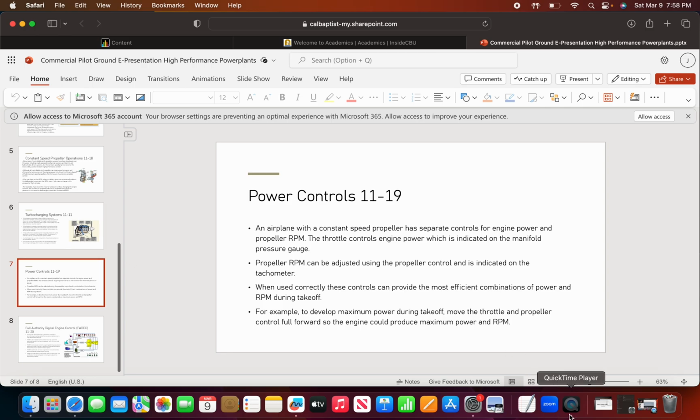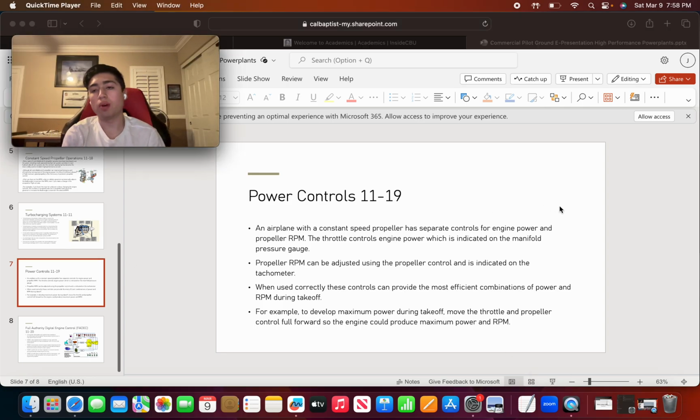Next slide, power controls. This is a walkthrough of how these controls would work if a pilot were flying. An airplane with a constant speed propeller has separate controls for engine power and propeller RPM. The throttle controls engine power, which is indicated on the manifold pressure gauge. Propeller RPM can be adjusted using the propeller control and is indicated on the tachometer. When used correctly, these controls can provide the most efficient combinations of power and RPM. For example, to develop maximum power during takeoff, move the throttle and propeller control full forward so the engine can produce maximum power and RPM. And this can be adjusted throughout different phases of flight.